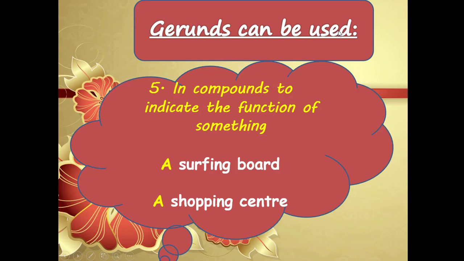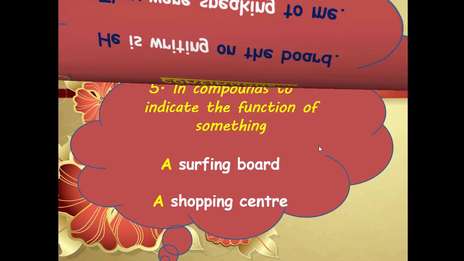Gerunds can be used in compounds to indicate the functions of something. For example, a surfing board. I can't say a surf board, or a shop center; a shopping center, a surfing board. Again, my dear, pay attention to these expressions and these compounds to memorize them, and you should be very perfect to answer the questions about it.